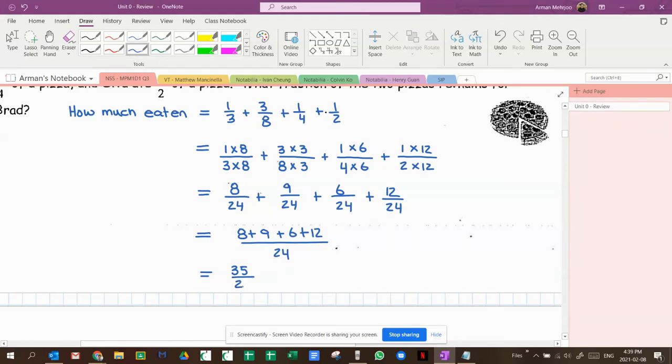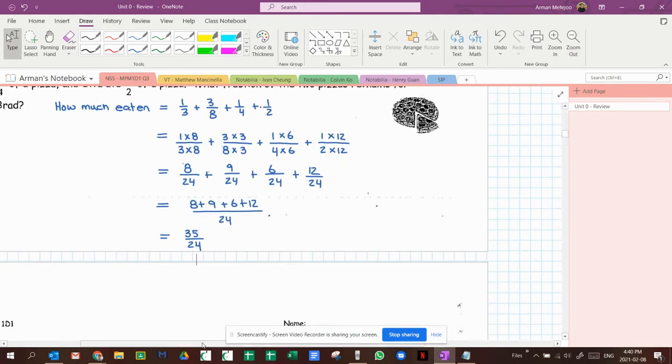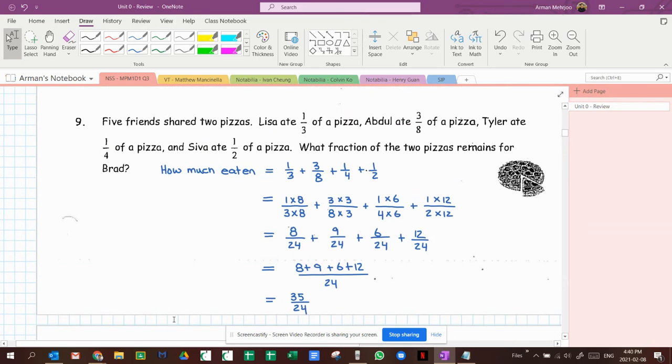So we get 35 over 24, and that's how much of the pizza has been eaten. Now, I have two pizzas that have been eaten, right? So how much is left? And also, how much did I start with? Two really important questions. Let's tackle the second one first. How much did I start with?